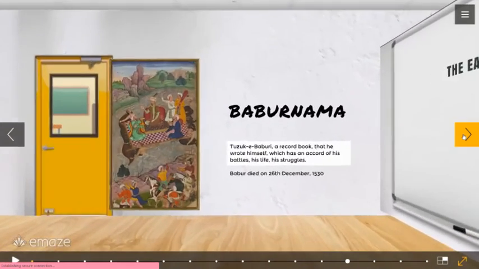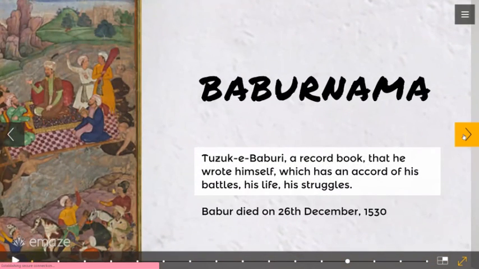Now let's go away from the wars and look into something else. You can see on the screen the Babar-Nama. So what is this, the Babar-Nama? It is actually sort of a diary which Babur maintained himself. It was a record book. Its actual name was Tuzuke Babari, and it was a record book where he wrote about himself, about how he established the Mughal Empire, all his struggles, about his life, everything in general.